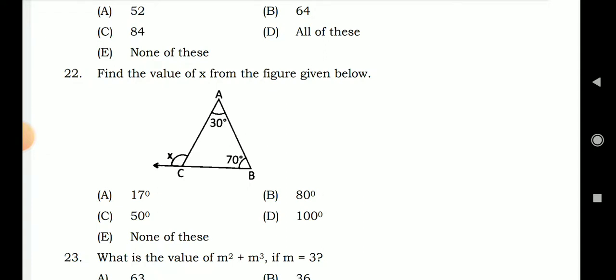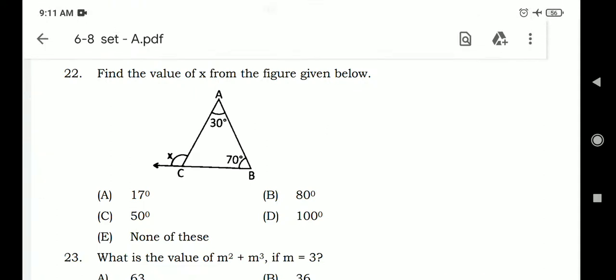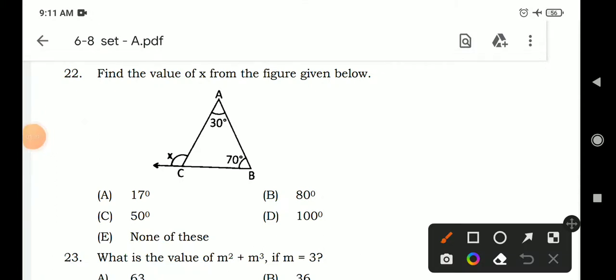Question number 22: find the value of x from the figure given below. Dear student, here one figure is given. In this figure there is one triangle. You know in a triangle, by the angle sum property, you can find the third angle if two angles are given. In the angle sum property, the sum of all angles equals 180 degrees. So subtract 30 and 70 from 180 degrees, and you will get 80 degrees.